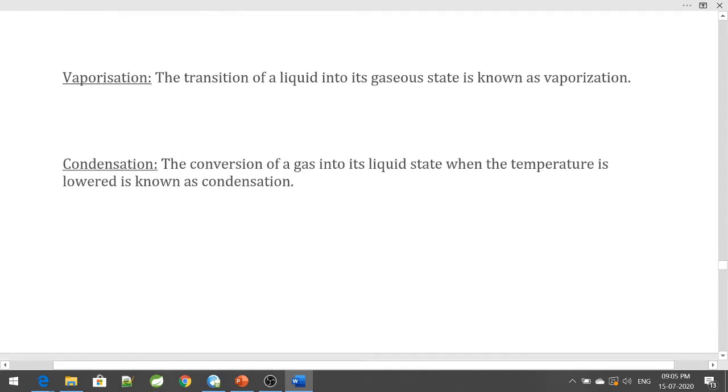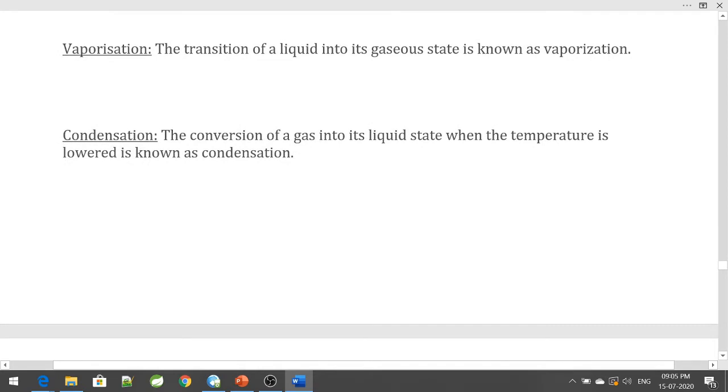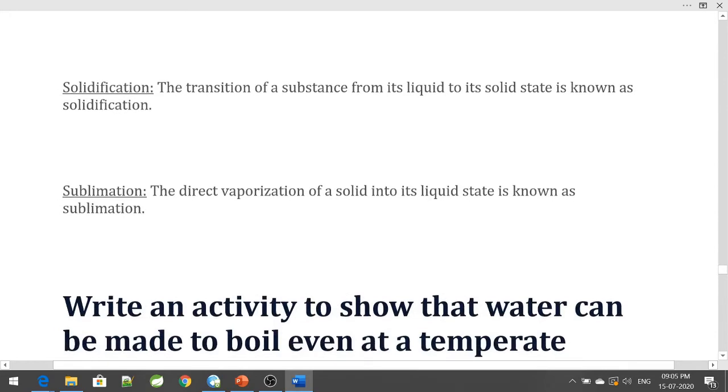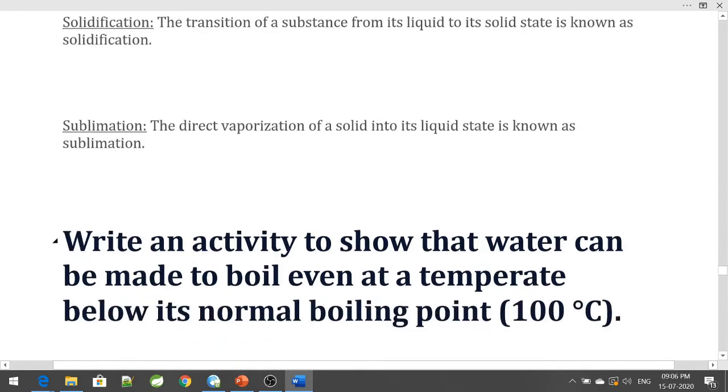So when the temperature is high, all the water evaporates and goes into the atmosphere, where the temperature is cool, condensation takes place, and it forms into a liquid, and raining starts. Solidification. The transition of substances from its liquid to its solid state is known as solidification. Sublimation. The direct vaporization of solid into its gaseous state is known as sublimation.